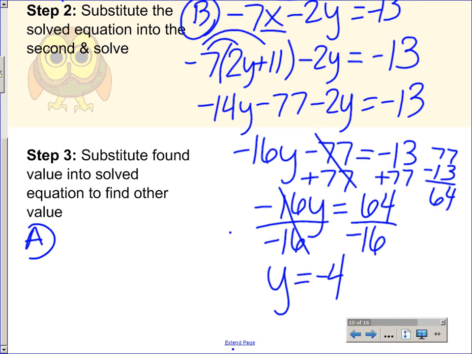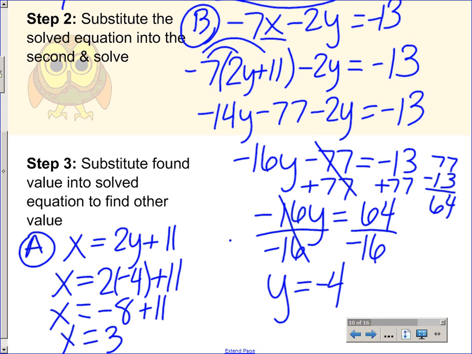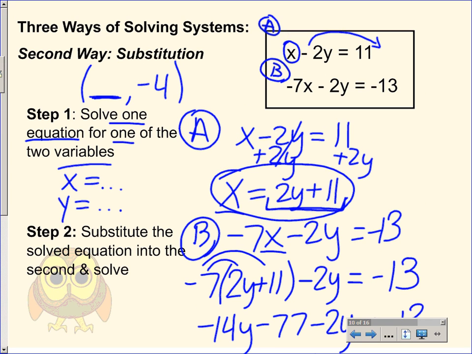So I'm going to have my equation A, x equals 2y plus 11. And now that I know y is negative 4, I'm going to substitute in negative 4 for y. So 2 times negative 4 is negative 8. Negative 8 plus 11 is positive 3. So that means the x value of my solution is 3. So the solution to this system of equations is the ordered pair 3, negative 4.